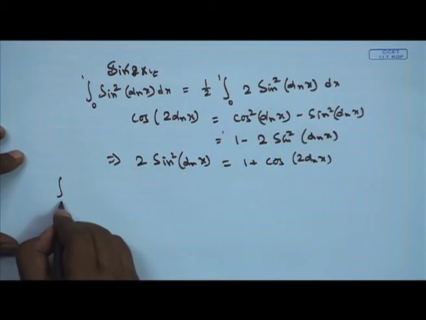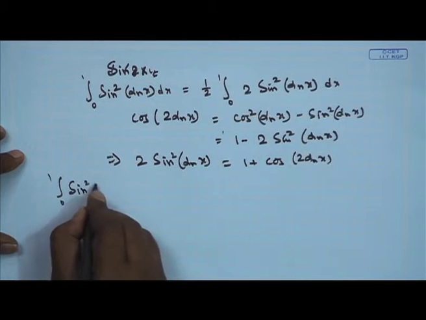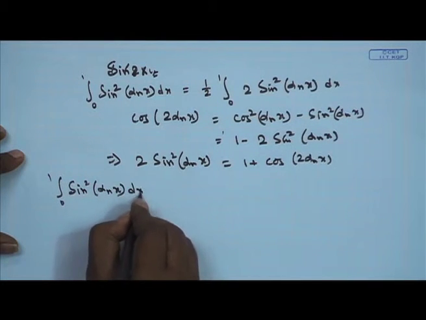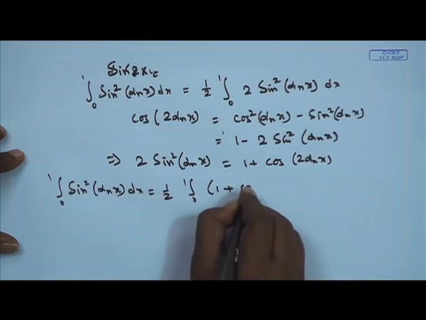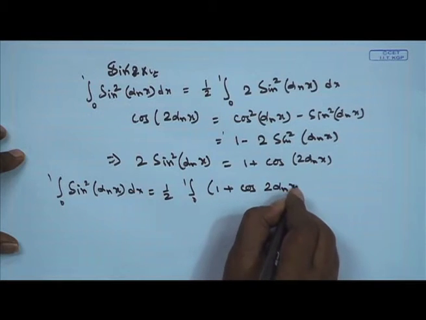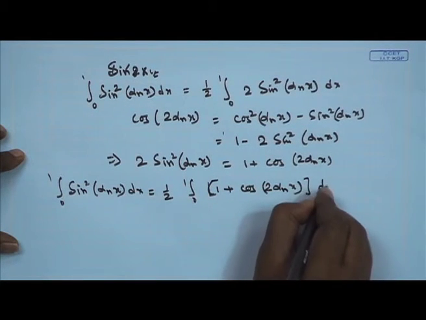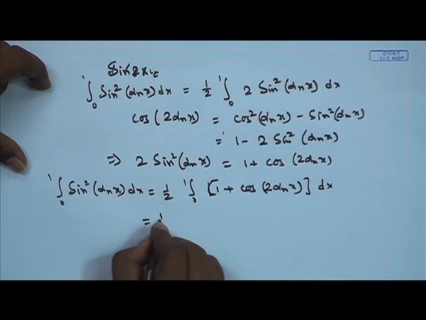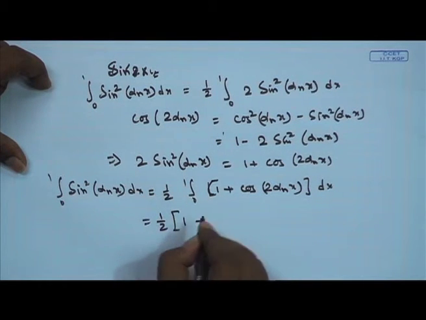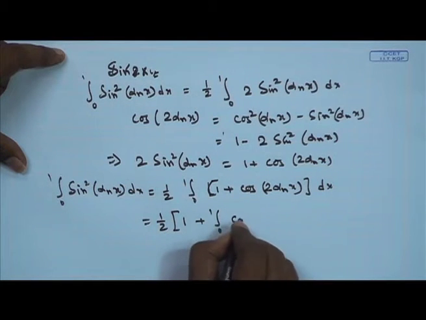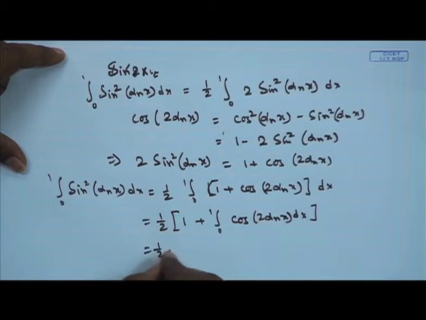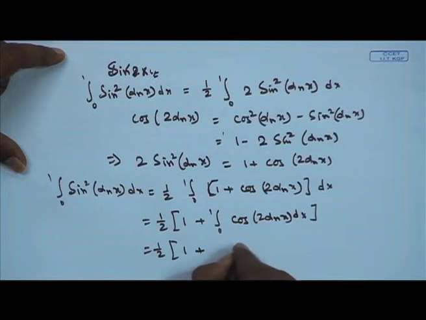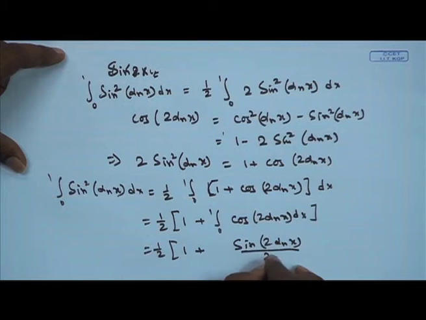So let us substitute here. The integral from 0 to 1 of sine squared alpha n x dx, the denominator, will be nothing but half the integral from 0 to 1 of 1 plus cosine 2 alpha n x dx. So let us carry out the integration. Half of 1 plus the integral of cosine 2 alpha n x dx, which is sine 2 alpha n x divided by 2 alpha n.